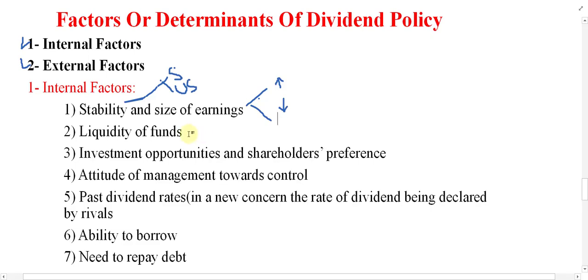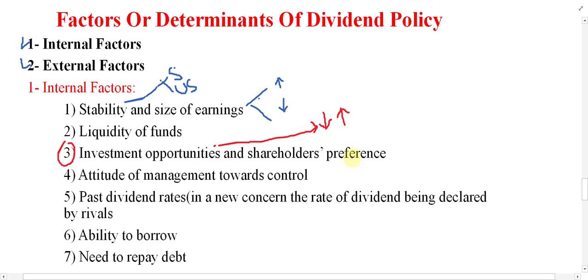But if the liquidity of the business is good, definitely the company will go for the dividend, right? This is point number 2. Point number 3 is investment opportunity and shareholder preference. If the company or board of directors find a good investment opportunity, in that case, they may not pay dividend, so the amount of dividend decreases. But if there is no good investment opportunity, the board of directors may decide to distribute the profit among the shareholders, right? And the next one, of course, depends on the shareholder preference as well.